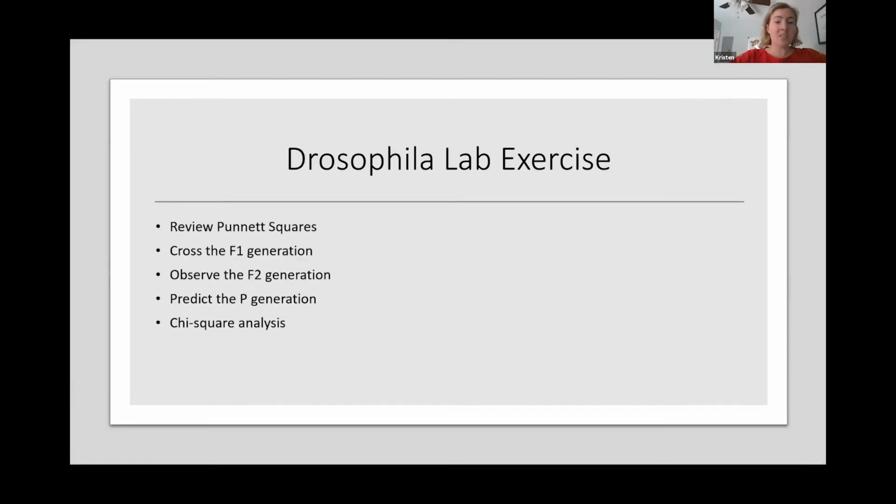Throughout this exercise, what the students are going to be doing is reviewing Punnett squares. They're going to theoretically set up the cross of the F1 generation, and then in 2 weeks' time, they would observe the F2 generation. In this experiment as well, we're having them, based on the F1 generation, predict what the parental generation was, and then also learning how to do chi-square analysis.